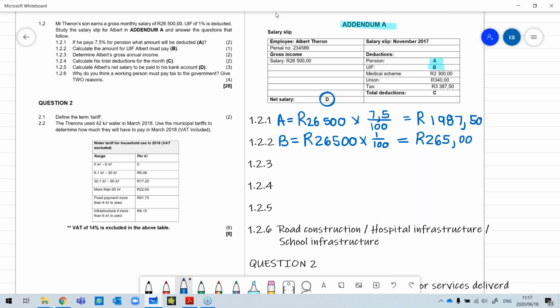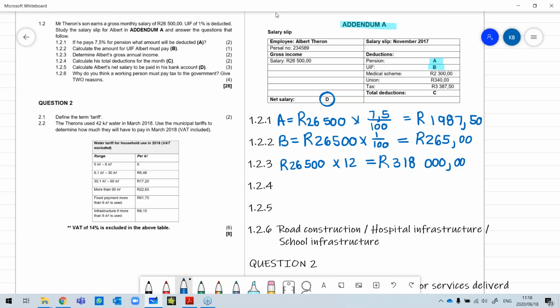Okay, question 1.2.3. Determine Albert's gross annual income. Annual meaning yearly. So if Albert continues to receive 26,500 Rand for every single month of the year, we multiply his gross salary by 12 to get an answer of 318,000 Rand. So in 12 months, this is his gross salary.